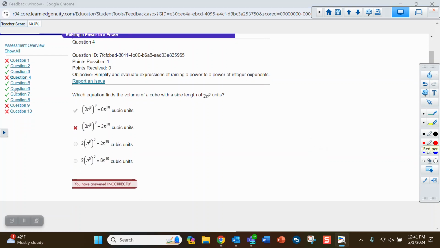Question 4, it says, which equation finds the volume of a cube with a side length of 2n to the 6th? So if I have a cube, that is pretty quick and a little bit sloppy. It has a side length of 2n to the 6th. Remember that cubes are length times width times height, and in a cube, all three are the same. You can think about it like this, and it's being cubed.